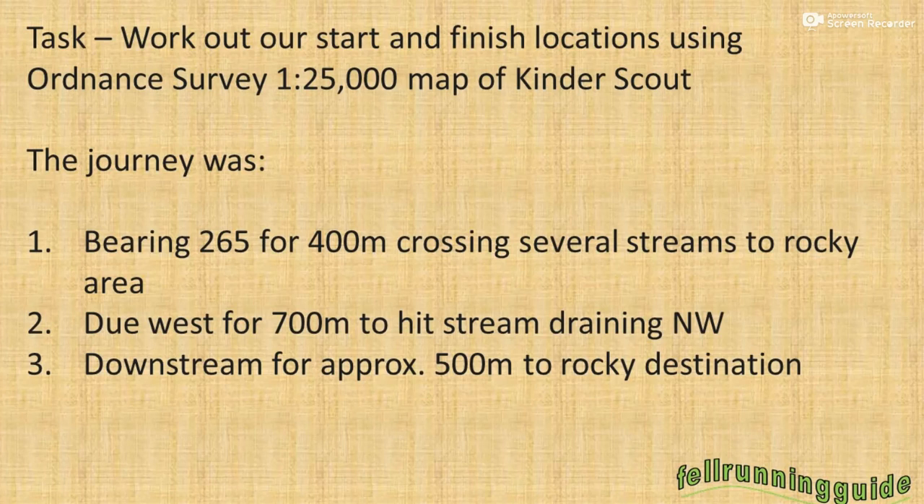A couple of things to think about there. The first two legs, 265 degrees and then due west, we're going pretty much west on that journey, ever so slightly south of it to start with, but then west. And 400 meters and 700 meters, so we're doing over a kilometer in a westerly direction to find a stream draining to the northwest. So let's have a look at the map first of all and find streams that are draining to the northwest.